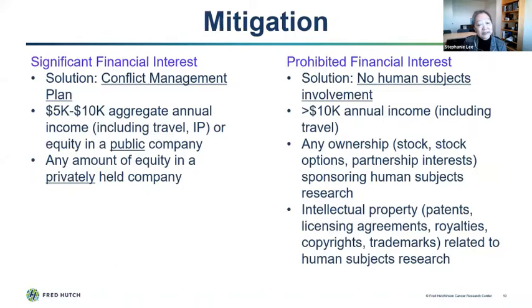So what do we do with these conflicts? Because I'm sure you probably have recognized some of the things for yourself in those lists of conflicts. Well, let's start on the right. For prohibited financial interest, these are things for which there really is no mitigation and you're not allowed to engage in human subjects involvement. This would be if you have more than $10,000 in annual income, and this includes travel with the company that's sponsoring the research.